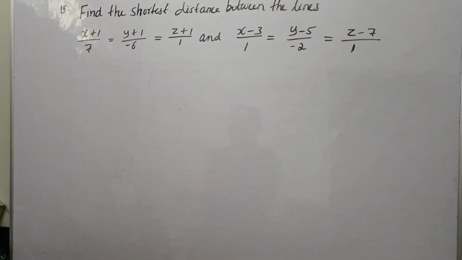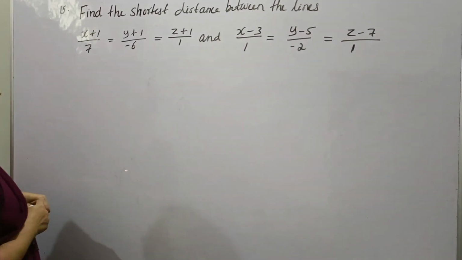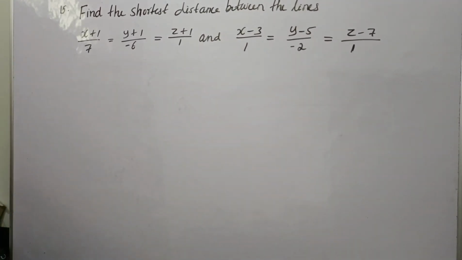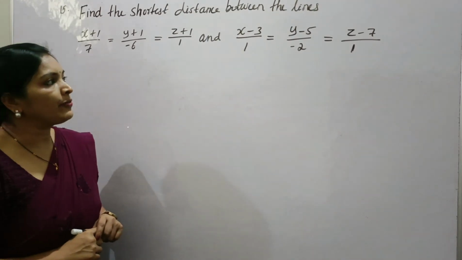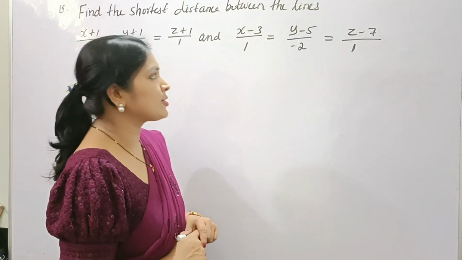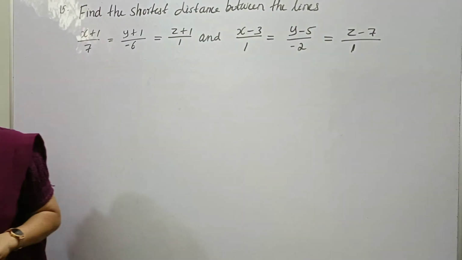Find the shortest distance between the lines (x plus 1) divided by 7 is equal to (y plus 1) divided by minus 6 is equal to (z plus 1) divided by 1, and (x minus 3) divided by 1 is equal to (y minus 5) divided by minus 2 is equal to (z minus 7) divided by 1.